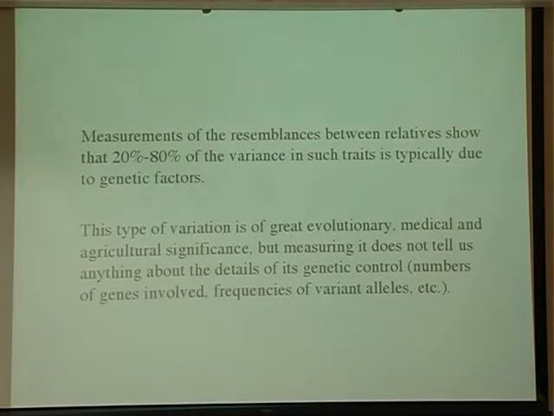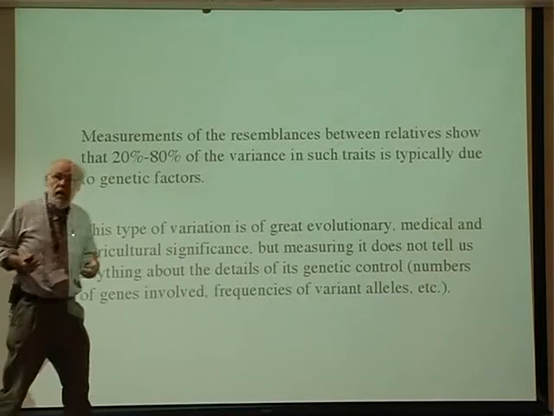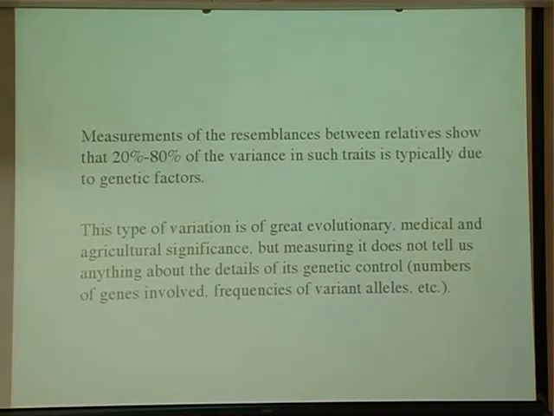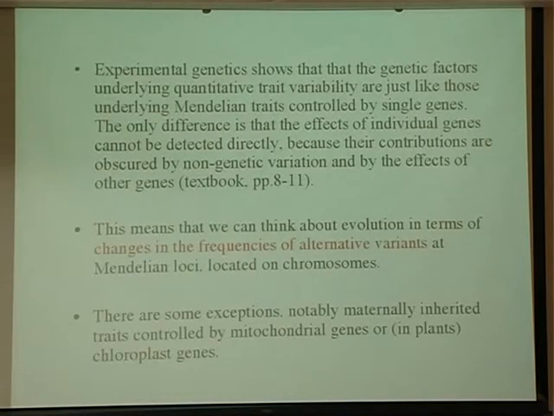But of course, just partitioning the variation into genetic and non-genetic doesn't really tell us anything about what's going on at the genetic level. We can't tell how many genes are involved in controlling the traits, what the frequencies of the alternative variants, the alleles of these loci, are, and so on. So it's a sort of black box, as we've heard. We can say quite a lot about how a population will respond to the pressure of selection if we know how much variation in the trait is additive genetic, but we don't know anything about the details of the genetics. So there are limitations there.